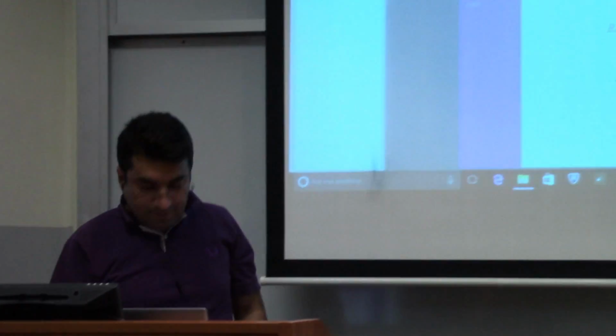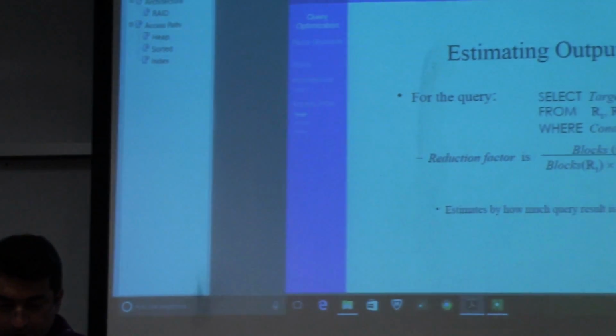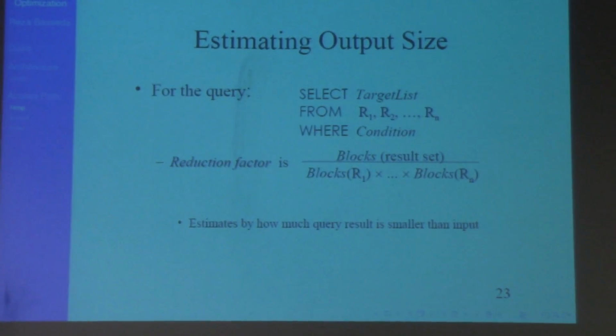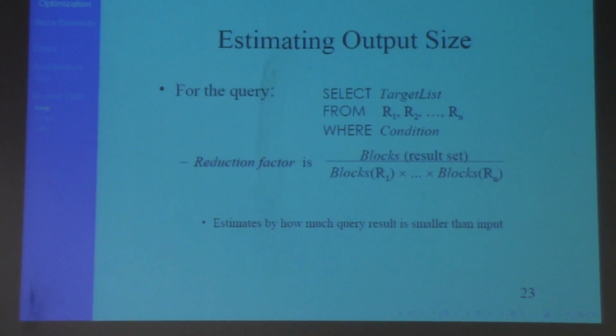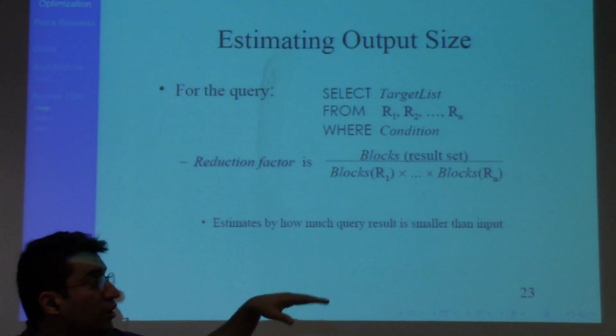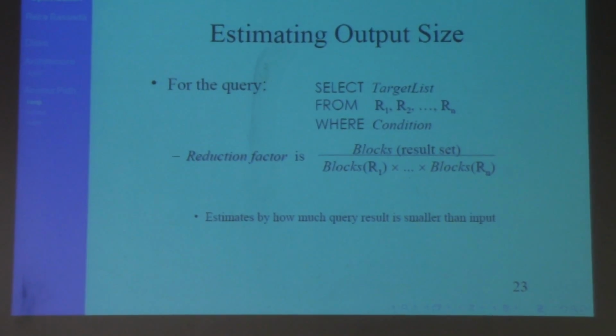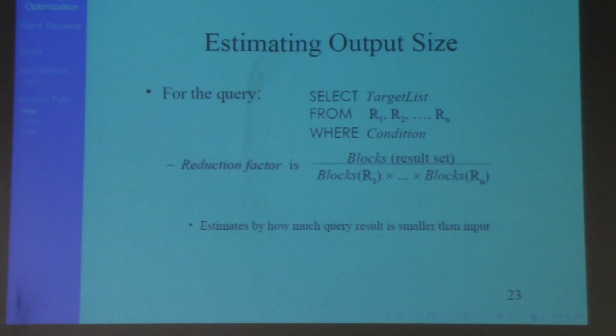Again, hello everyone. We just want to continue our discussion about estimation of the output of this query. We talked about this query. We told that this query is a very common query in databases. So estimating the output of this query is very important. So we define this reduction factor as the number of the blocks divided by the whole number of the blocks of this Cartesian product.